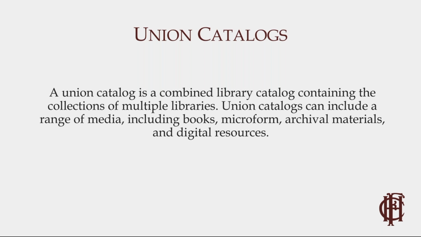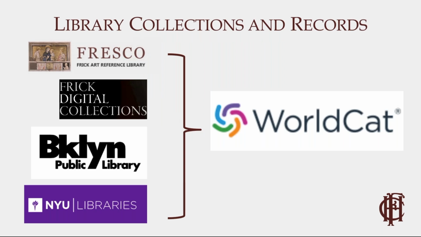Worldcat is an electronic union catalog, and it is the largest. It contains the collections of over 17,000 libraries in 123 countries. These subscribing libraries collectively maintain Worldcat's database by supplying their libraries' information. So the way that libraries supply this information to Worldcat's database is by providing our online catalogs. Frick users will be familiar with Fresco and our digital collections, and we provide those records to Worldcat along with all the other participating libraries.